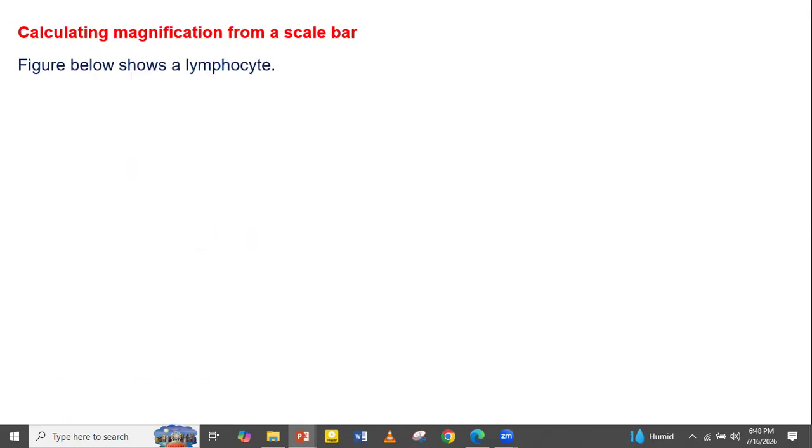So let's look at another scenario. If you have any question, feel free to comment. I'll respond to those questions. Calculating magnification from a scale bar. So what is a scale bar? Now let's look at this diagram.